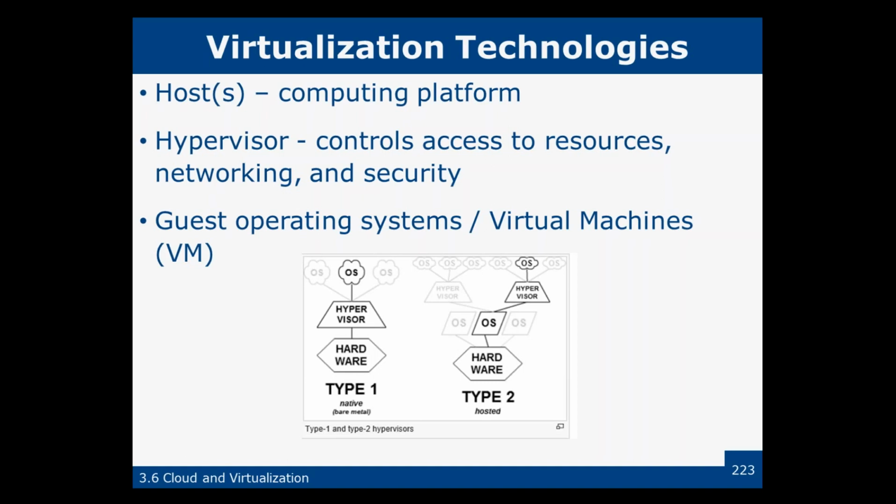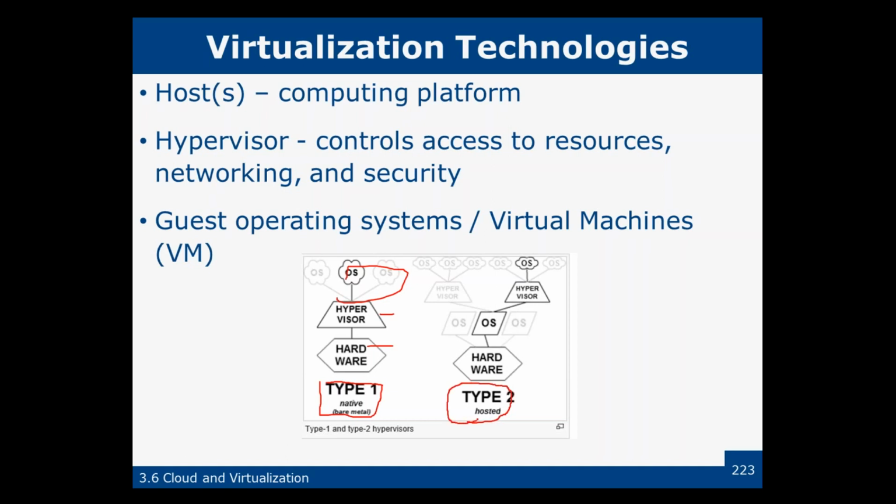The guest operating systems are the virtual machines themselves, and I have this little slide here to kind of show the difference between the virtualizations. There are two levels of virtualization, type 1 and type 2. Type 1 says native bare metal. What happens in these things is we have an operating system, and the hypervisor runs between the operating system and the hardware. A type 2 is called hosted.